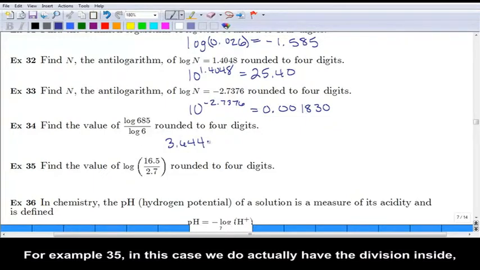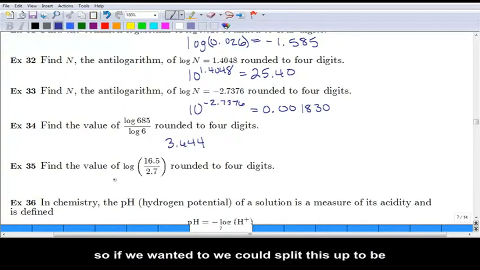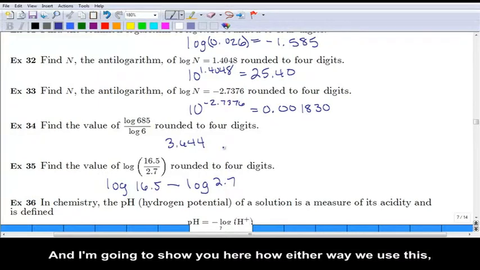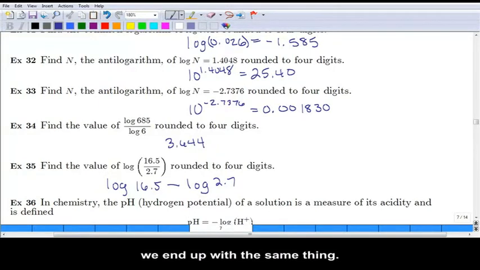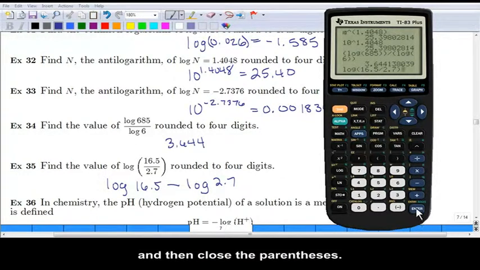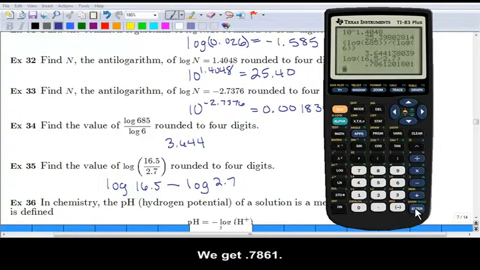For example 35, in this case we do actually have the division inside, so if we wanted to, we could split this up to be the log of 16.5 minus the log of 2.7, and I'm going to show you here how either way we use this, we end up with the same thing. If we keep it as is and we take the log of 16.5 divided by 2.7 and then close the parentheses, we get 0.7861.